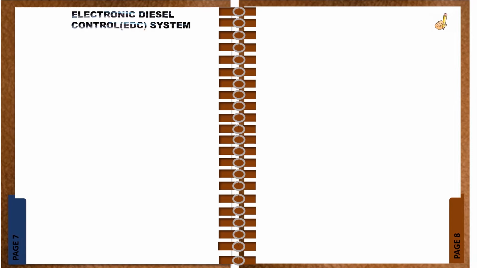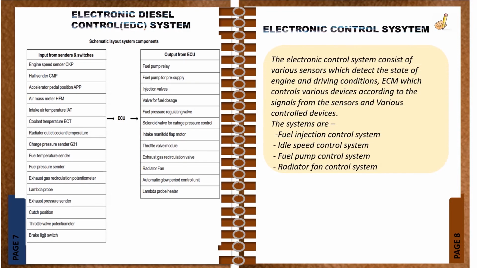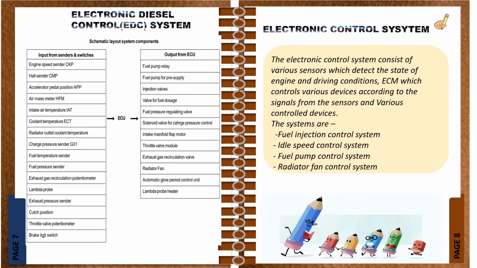Electronic diesel control, EDC system. Schematic layout of system components. On one side you can see input from sensors and switches, on the other side you can see output from the ECU. Electronic control system.